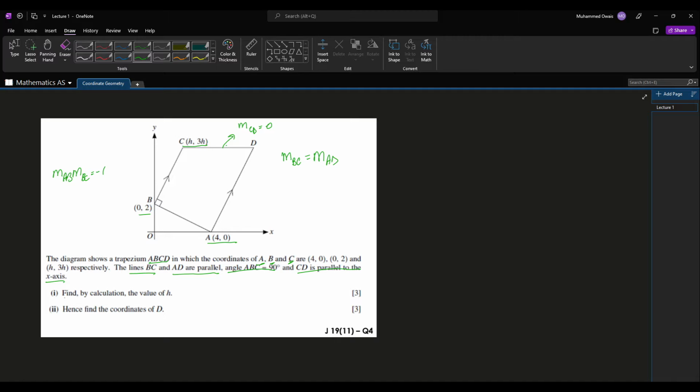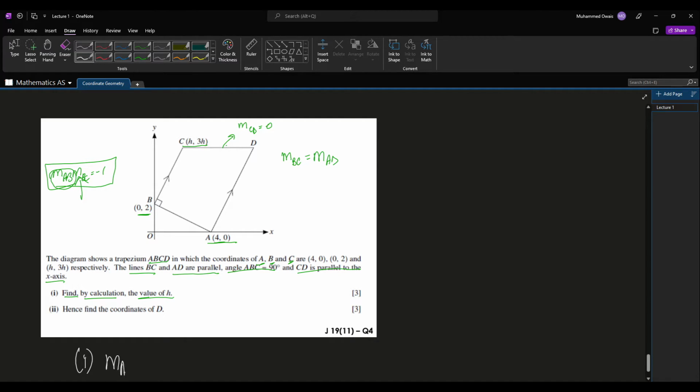Okay, now then, let us move on to the first part of the question. Find by calculation the value of h. It is asking us to find the value of h at the coordinate of C. So then, what can we do to find h? Because we have the coordinates of both points of the line AB, we can find the gradient of AB. So if I can find the gradient of AB, can I not find the gradient of BC? Okay, let's just do this first.